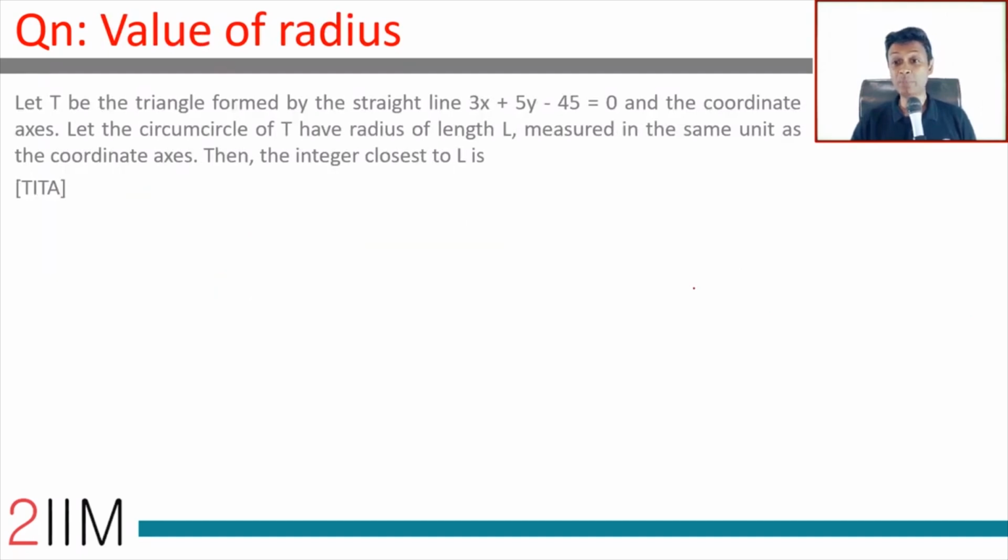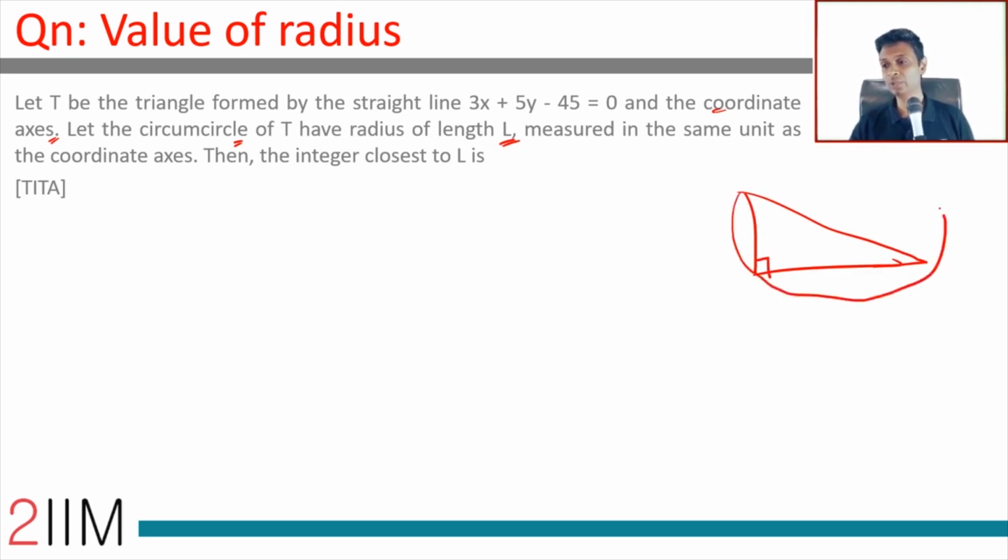Let T be the triangle formed by the straight line 3x plus 5y minus 45 equal to 0 and the coordinate axis. Let the circumcircle of T have a radius of length L. Coordinate axis are 2 sides. So it's a right angle triangle. And I have a circumcircle and a circumradius. You should already be thinking, any right angle triangle, if you draw a circle around it, the hypotenuse will be the diameter, or the circumradius is half of hypotenuse.